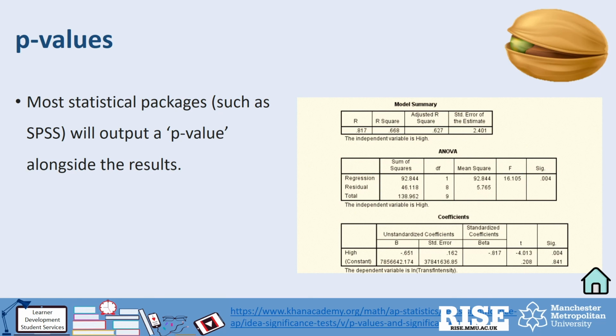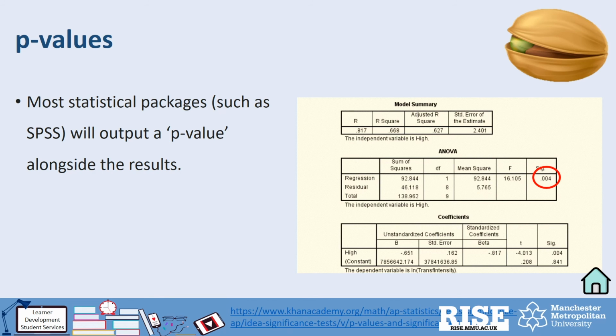P-values. When using a statistical package, such as SPSS, to conduct data analysis, a significance value will be outputted alongside the result. This is sometimes referred to as the p-value. A p-value helps you determine the significance of your results in relation to the null hypothesis. A p-value less than 0.05 is statistically significant. It indicates strong evidence against the null hypothesis, as there is less than a 5% probability that the null is correct. Therefore, we reject the null hypothesis and accept the alternative hypothesis.